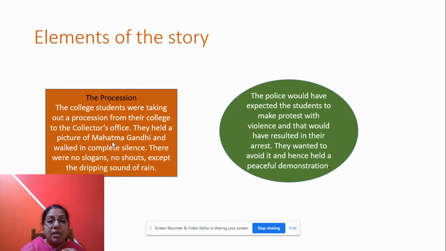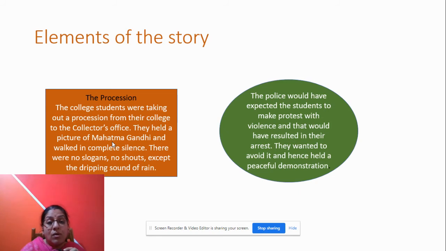What do you mean by procession? A group of people moving ahead, probably with slogans or silently, for a special purpose. That is a procession. So the college students had taken up this procession. They were marching from their college to the district collector's office, probably to give some application or a paper signed by many people. So they wanted to go and give the paper to the district collector.